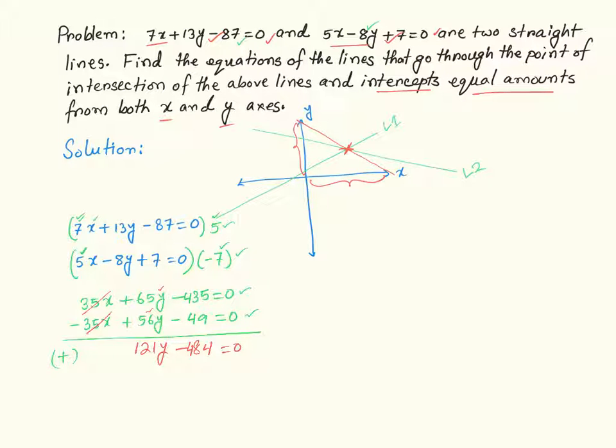If I add 484 to both sides, I get 121y is equal to 484. Then I divide both sides by 121 because I'm trying to solve for y.